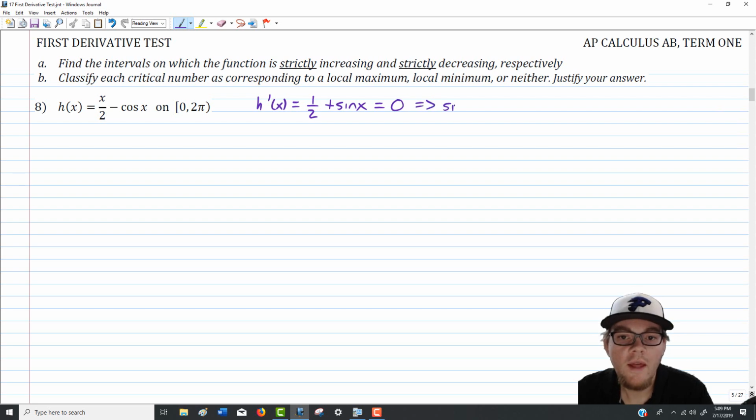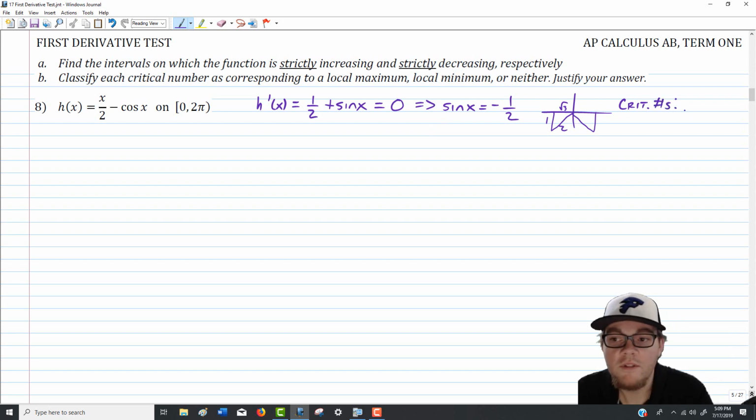When we do, that leaves us with the critical numbers coming when sine of x equals negative 1/2. And a quick little look at this trigonometrically. We want sine, so we're in quadrants 3 and 4. And since we want opposite over hypotenuse to be 1/2, that means we have 30-degree reference angles, and it means that our critical numbers are going to be the two 30-degree or pi over 6 reference angles over there.